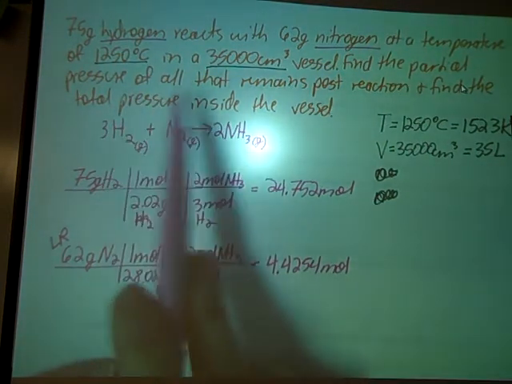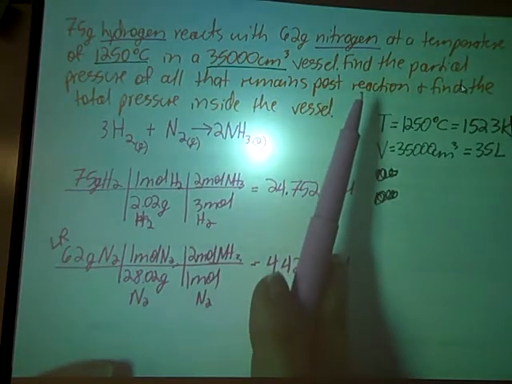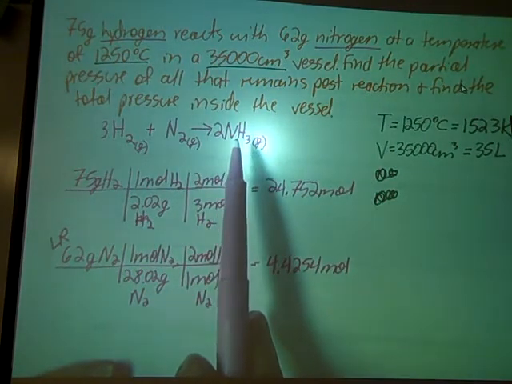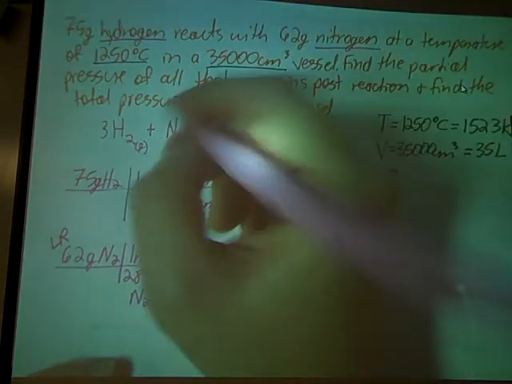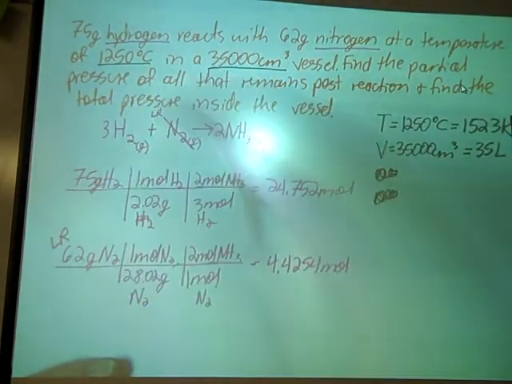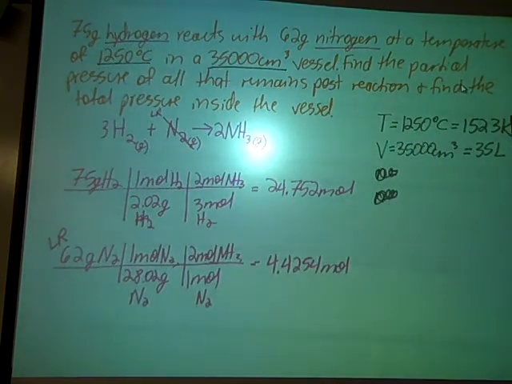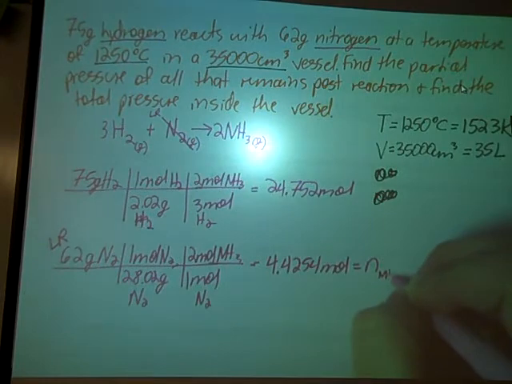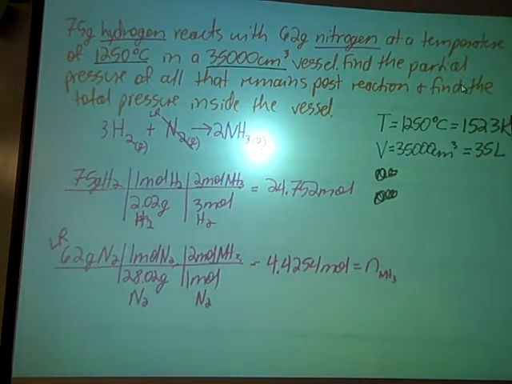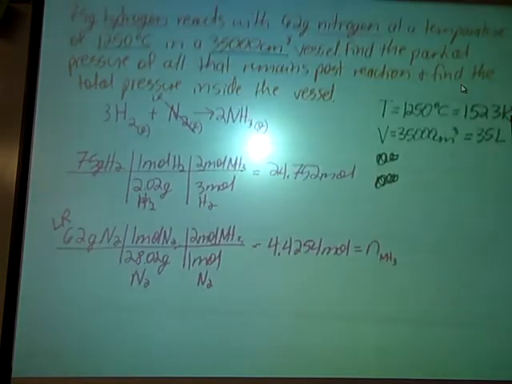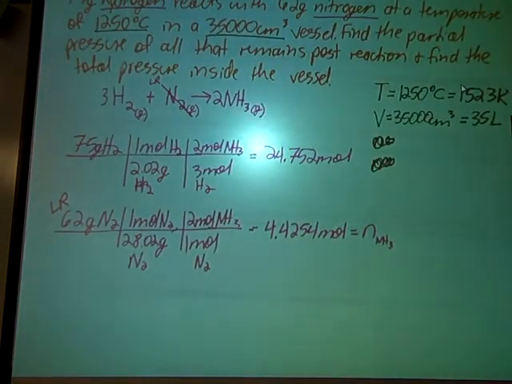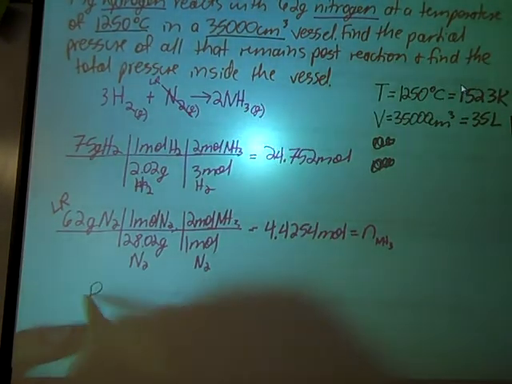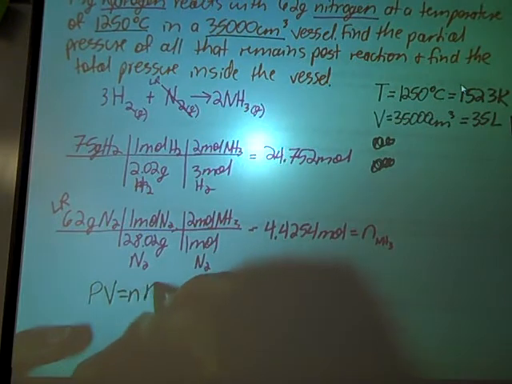This means that all that remains post-reaction is going to pertain to my ammonia and to my hydrogen. This guy is going to run out. So this is going to be my n. I'll label it n NH3 so I know that pertains to the NH3. So let's go ahead and figure out the partial pressure of my ammonia gas. So this is PV equals nRT, as we talked about before. I'm looking for P.